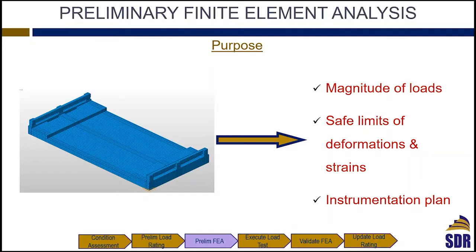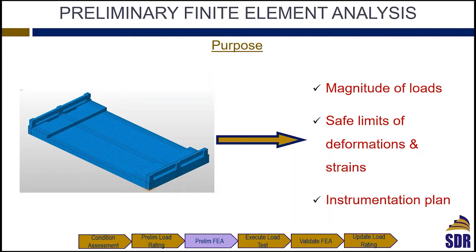Then we have to determine what are the safe limits of deformation and strains. So while we are testing, we have to do on-the-fly verification to make sure that the strains we are measuring make sense or are comparable to what we are expecting. And that mainly comes from the finite element model that we developed before going to the field to determine what are the expected strains, so we can do a live comparison while testing to make sure that the gauges are working properly, we are not overloading the bridge, and make sure that the measurements we are taking in the field make sense. And finally, we develop an instrumentation plan by identifying the deficient members to see where exactly we have to place our gauges.